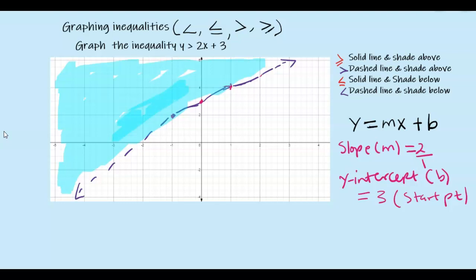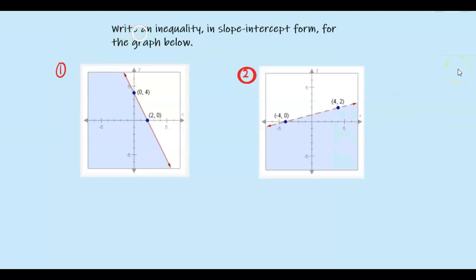So any point within this section here must be a solution to this inequality. All right, now we have been asked to write the inequality in the slope intercept form for the graph below. So we have graph 1 and graph 2, and we are going to do that. Remember, we are still using the idea of y equals mx plus b.